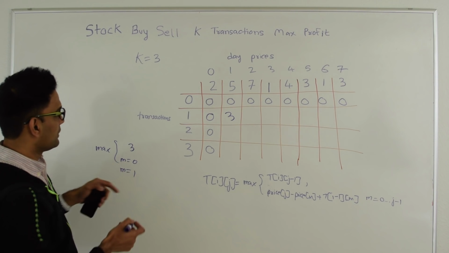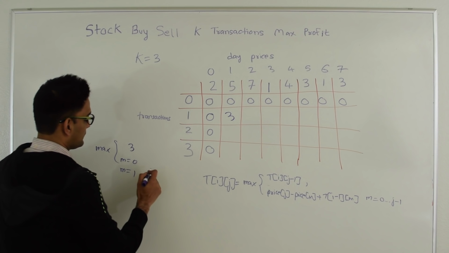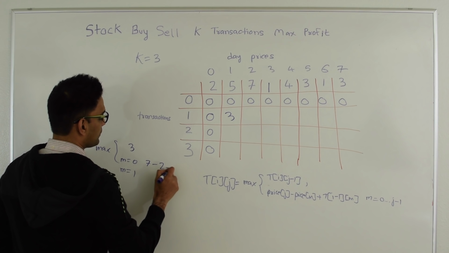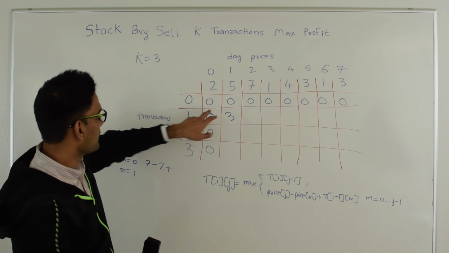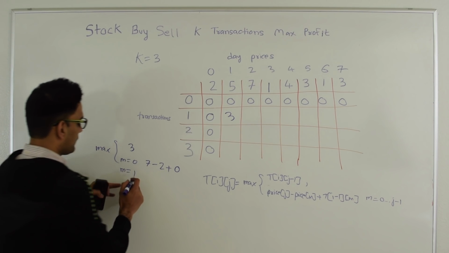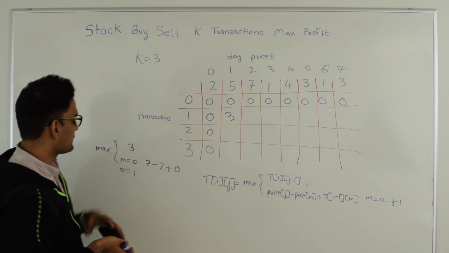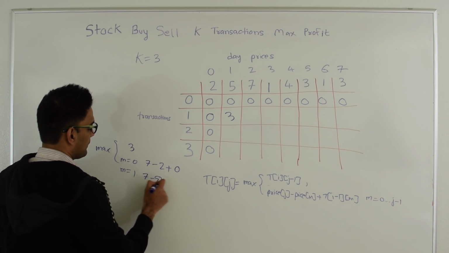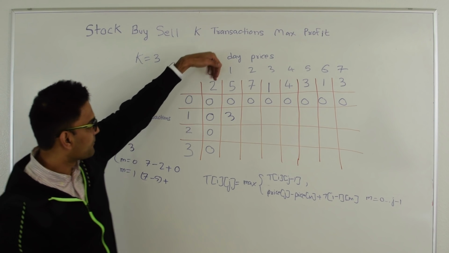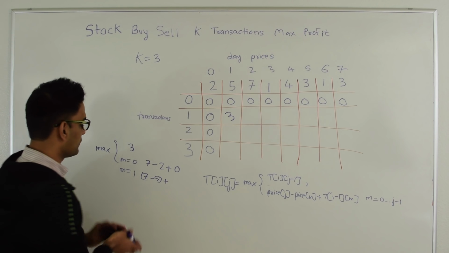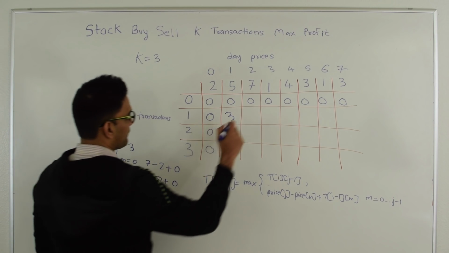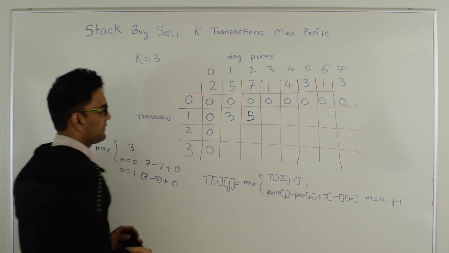If M equal to 0, the profit you can make by selling at 7 will be 7 minus buying at the 0th day, 2, plus with one less transaction and finishing that at the 0th day, which will be 0. Or buying at 5 and selling at price 7, so 7 minus 5 plus doing one less transaction and finishing that transaction at 5, so that value here is 0. So the maximum of these 3 will be this 5, 7 minus 2, so this 5.